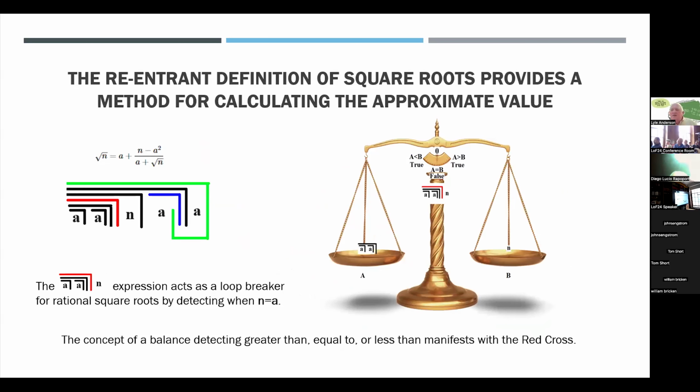Okay, so here's where we get the balance in, and this is the formula for the square root of n. And this is its translation into Technicolor. This little form here is a loop breaker, and it detects when you guess the A that actually is the square root of N.